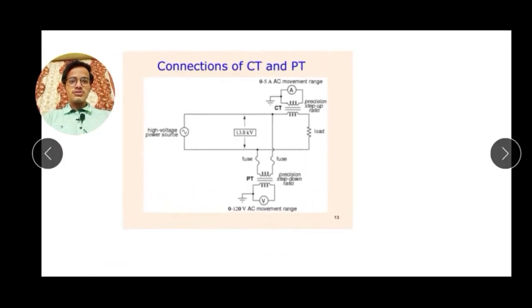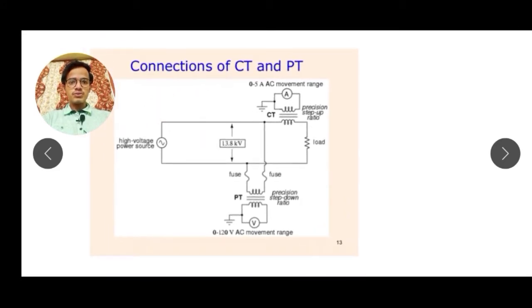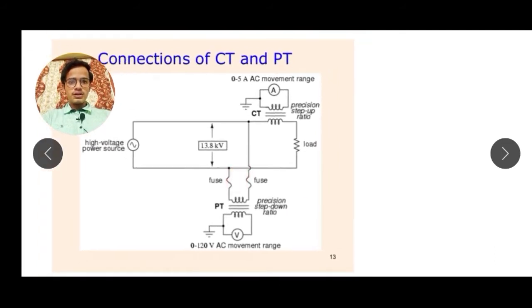This is the connection for the CT and PT. Here you can see the high voltage power source connected to a load. Here you can see the PT connection, which is connected across the voltage source, and then the CT is connected in series with the high voltage source.